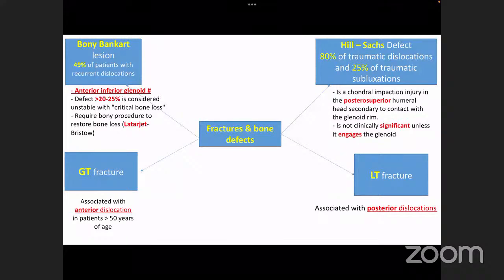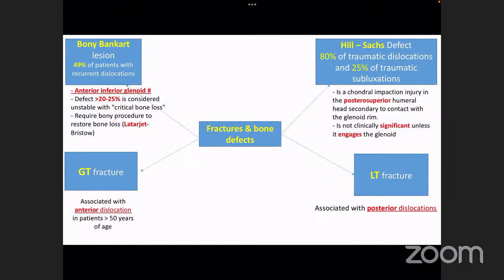So other fractures and bone defects, just to talk about them. Regarding the Hill-Sachs lesion, it's very important to quantify the volume of the Hill-Sachs defect. It's very difficult, and there is no standard method to quantify it, but for the sake of questions, whenever you have less than 20% of the articular surface volume of the humeral head, you have to treat it conservatively. There's nothing to do.